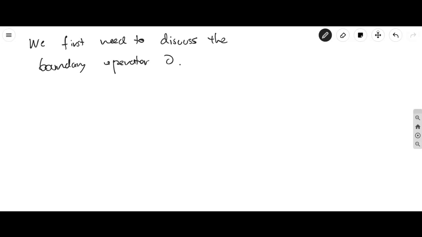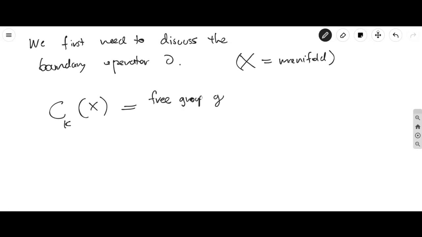The reason for this is because we have 2 ways of defining a chain. So let's say that X, this is our manifold. So we can define C_k of X. So we can define this as the free group generated by all continuous maps from the k-dimensional geometric simplex into X. This is what we use when we do homology.